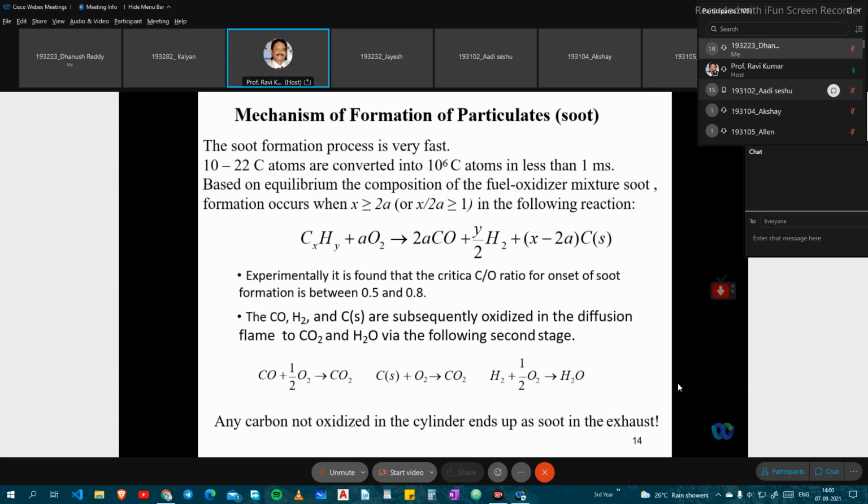The CO and H2 are subsequently oxidized in the diffusion flame to CO2 and H2O via the following second stage: CO plus half O2 gives CO2, C(s) plus O2 gives CO2, H2 plus half O2 gives H2O. Any carbon not oxidized in the cylinder ends up as soot in the exhaust.